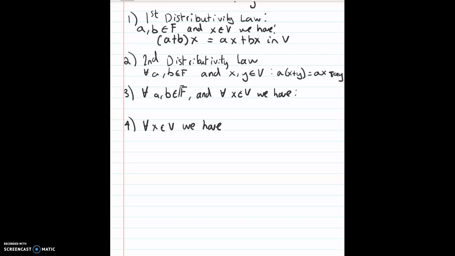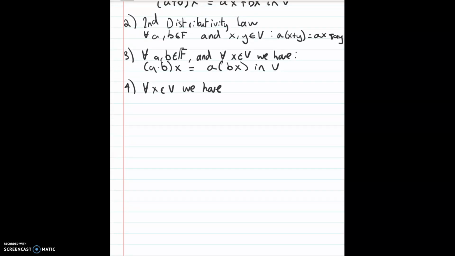The third law says that for all A and B in F and for all X in V, we have that (A times B) times X must be equal to A times (B times X) in V. And in maths, whenever you have these parentheses or brackets, you call this associativity. And finally, we must have, for all X in V, that 1 times X is equal to X in V. Right, I'll go over this in the next video.